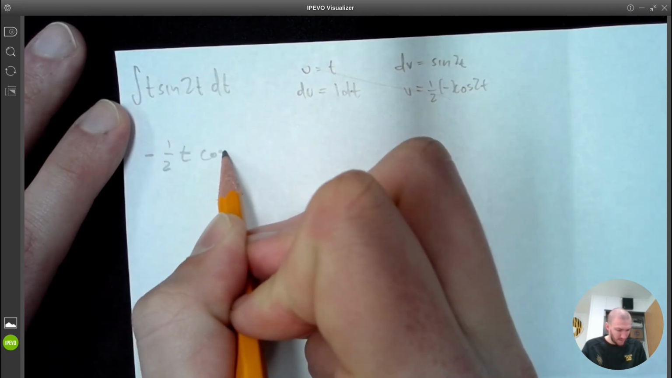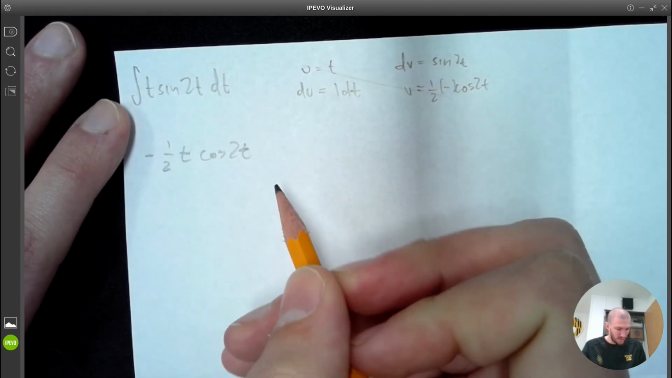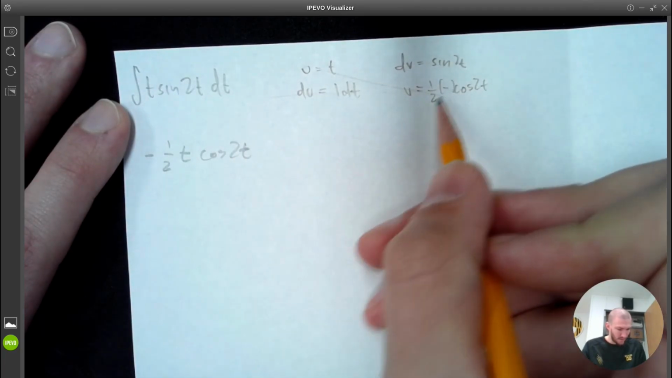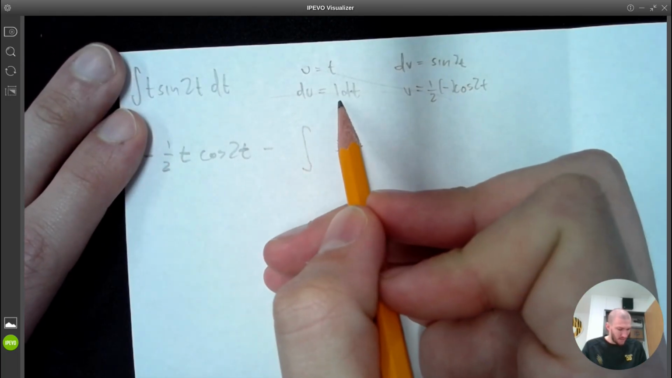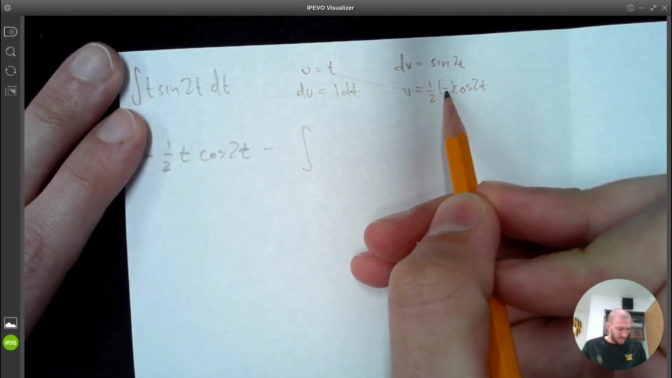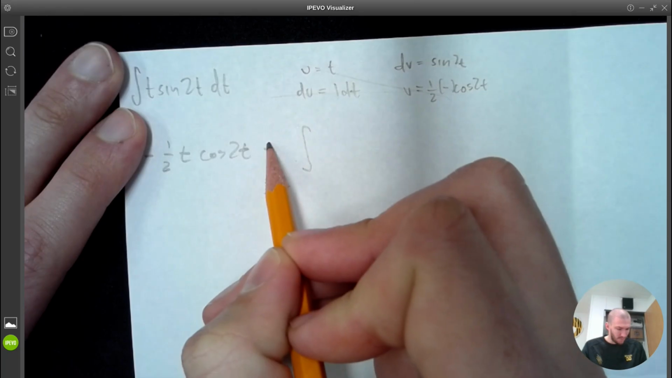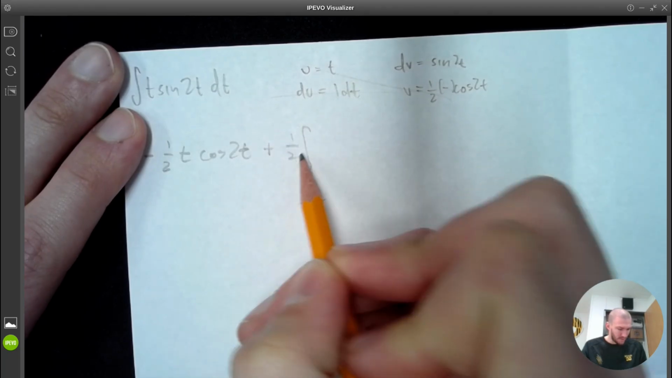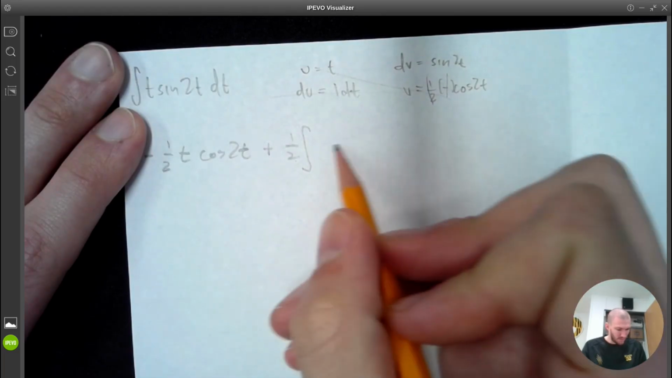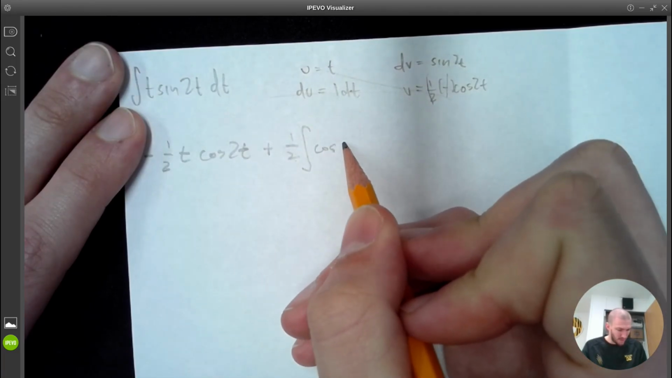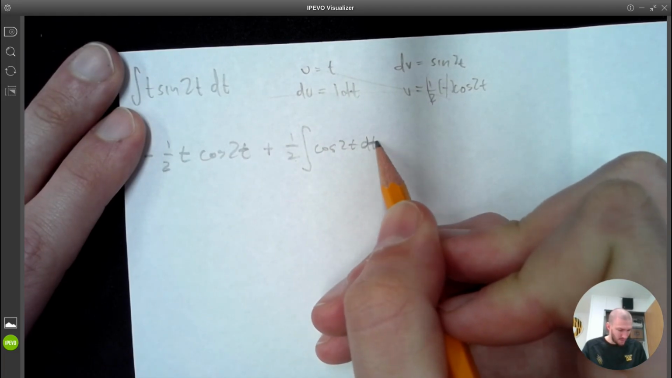t cosine 2t, then multiply across inside of an integral. I've got this negative and this 1/2, which will come outside. That'll make it a plus, and that'll make it a 1/2. Then I've got 1, which doesn't really matter, and cosine 2t dt.